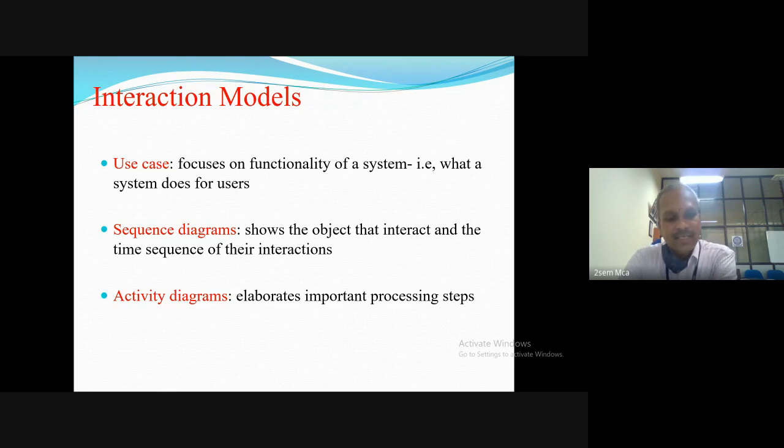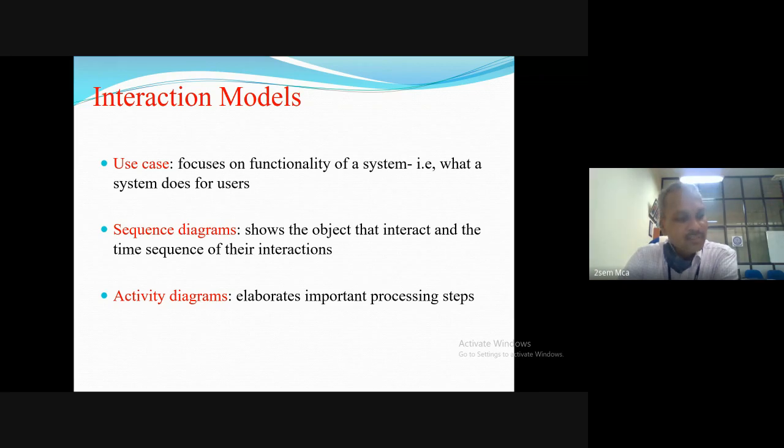Coming to the sequence diagram, just to give a quick introduction: as the name says, it shows how the sequence of operations happens from one object to another object. Normally sequence diagrams are meant for objects, whereas use case diagrams are meant for the functionality related to the stakeholders outside the system, the external stakeholders. So the use case diagram combines both internal and external, whereas the sequence diagram is completely internal. It shows the time-bound communication that flows from one object to another object.